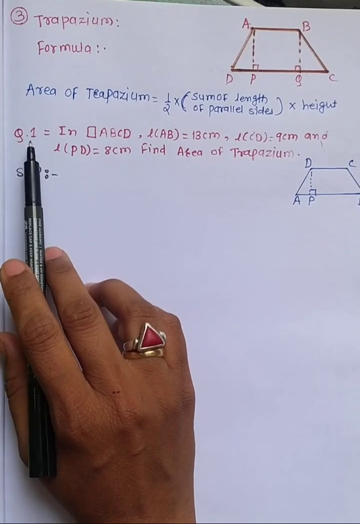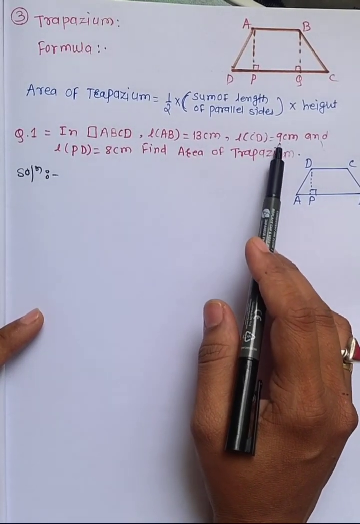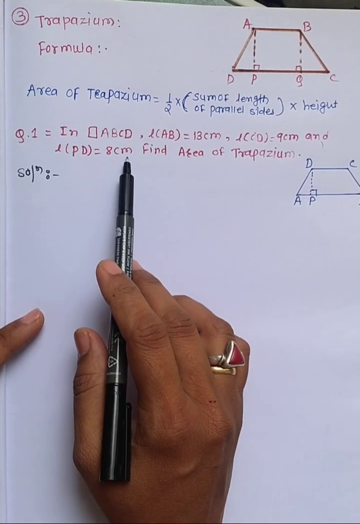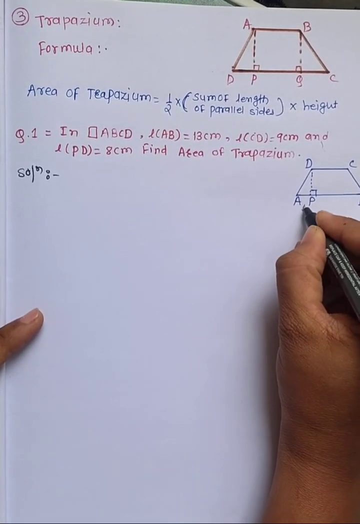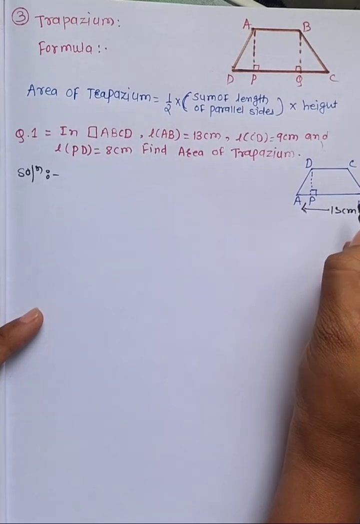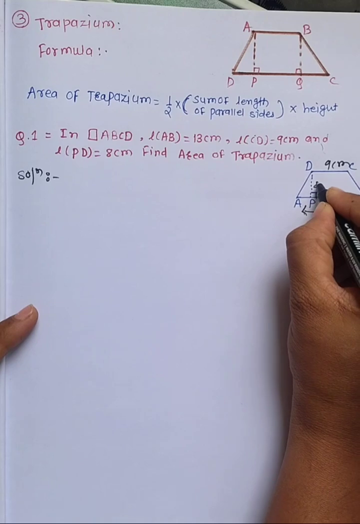Okay, now I'll take first example. In diagram ABCD, length of AB is equal to 13 cm, length of CD is equal to 9 cm, and length of PD is equal to 8 cm. Find area of the trapezium. Okay, length of AB is 13 cm, length of DC is 9 cm, and PD is the height of that trapezium, that is the 8 cm.